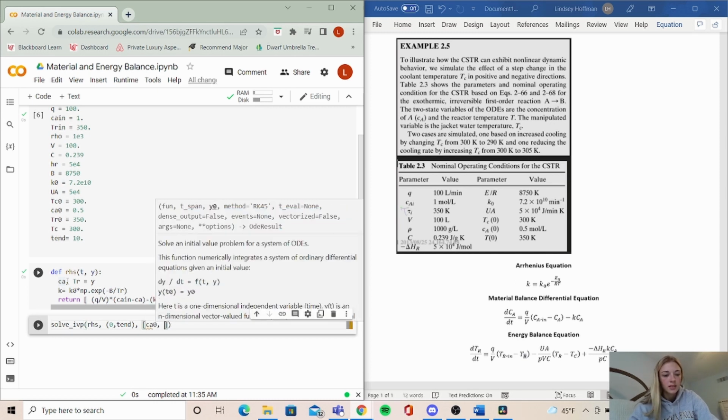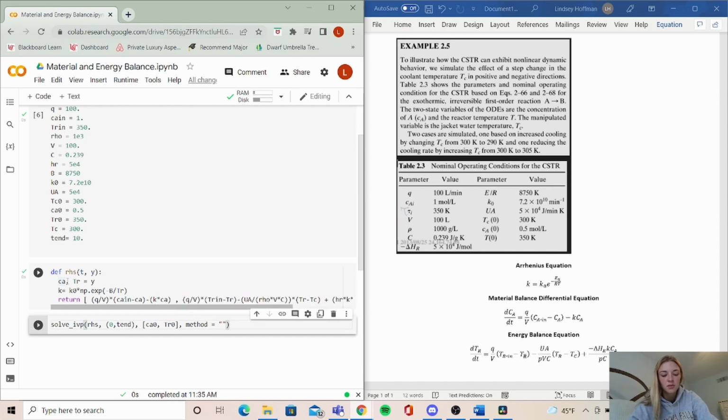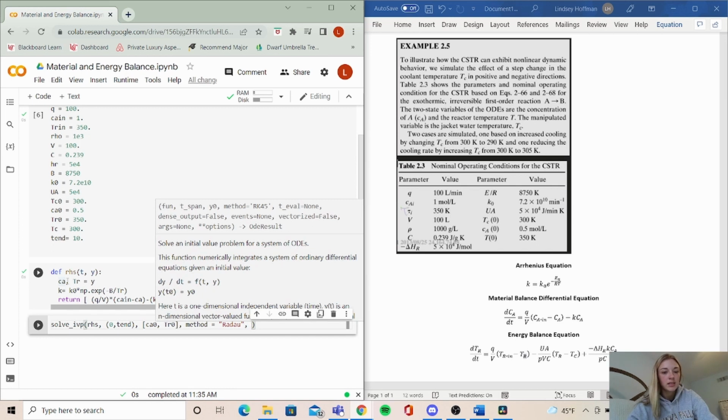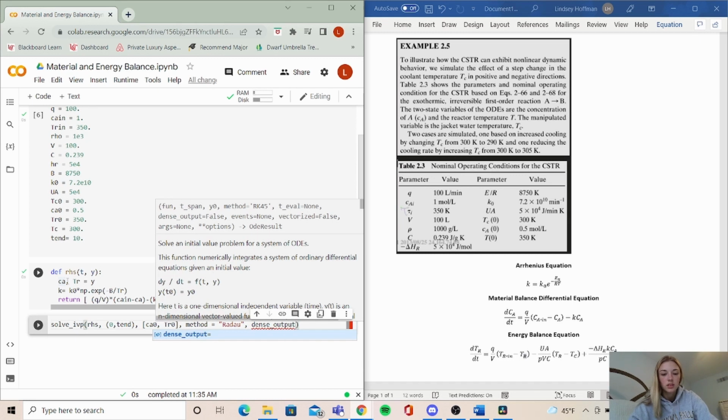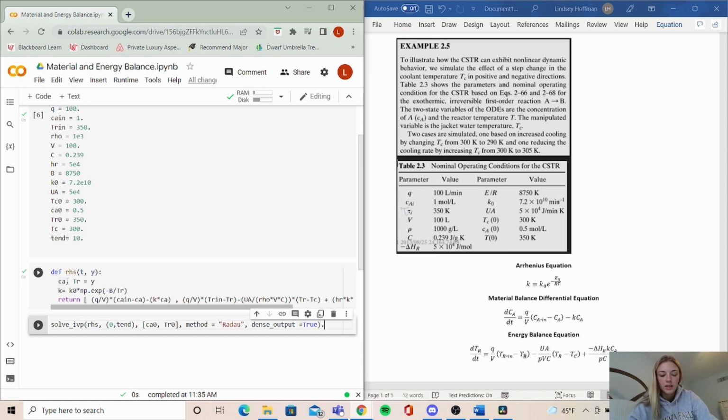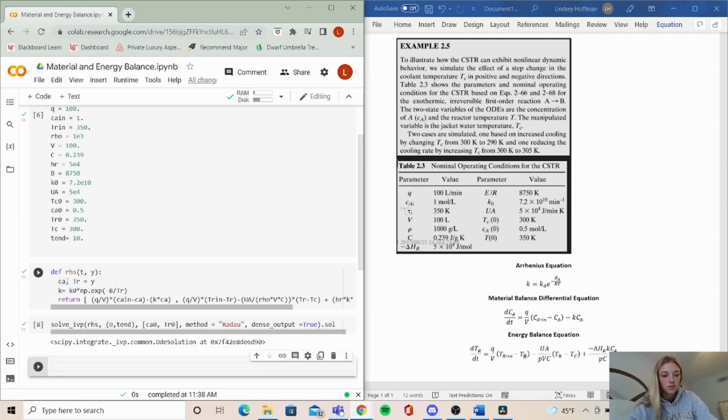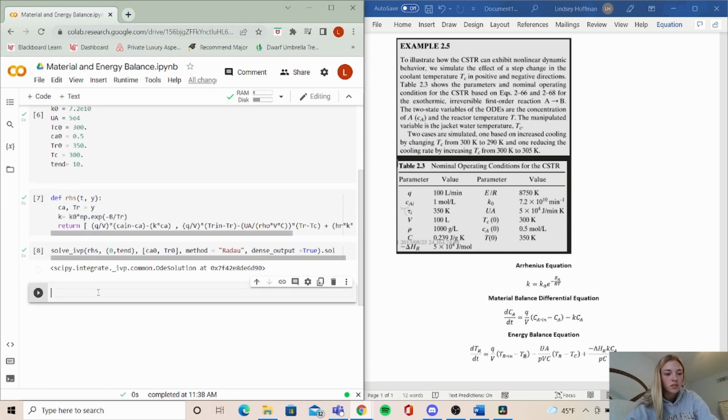Ca naught, and our initial temperature. And then the method we're going to use is going to be the same that we've been using, the Radau method. And then lastly, we just need our dense output to be true. And we just want the solution of that. So there we go, we got our solution to start plotting.